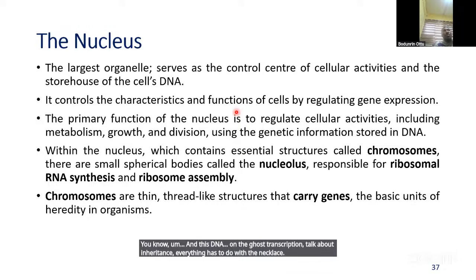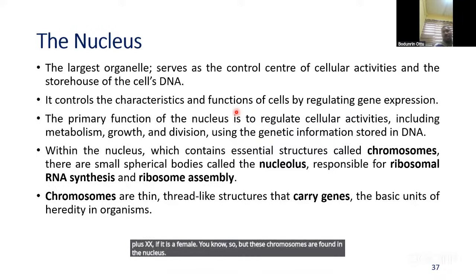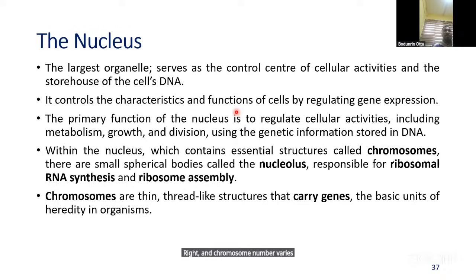So you talk about your chromosomes. I think Dr. Fakaridi already taught you the number of pairs we have. We have 22 pairs of autosomes plus XY if it's a male, or 22 pairs plus XX if it is a female. But these chromosomes are found in the nucleus, right? And chromosome number varies from organism to organism, species to species.